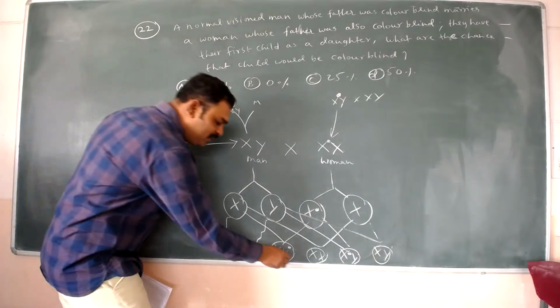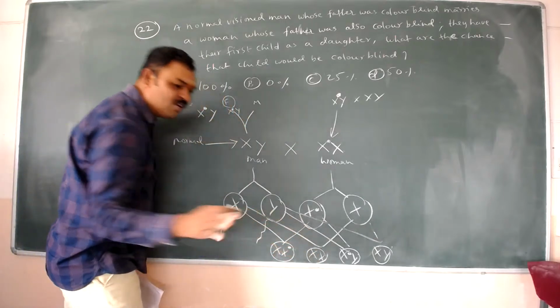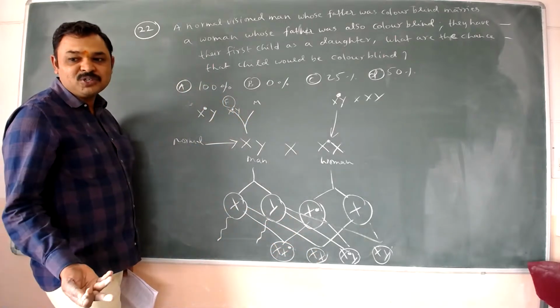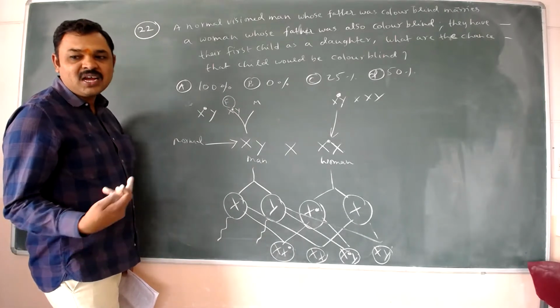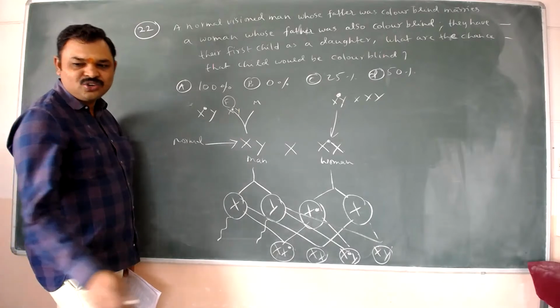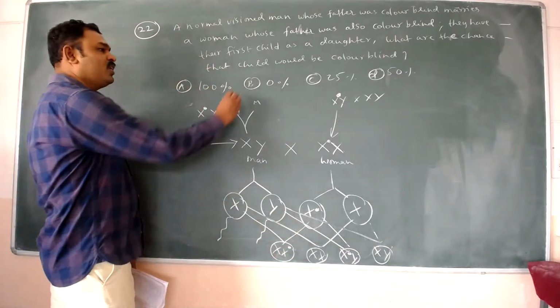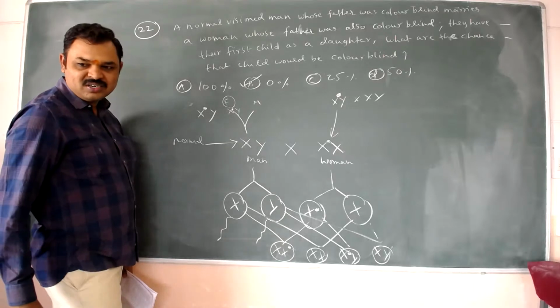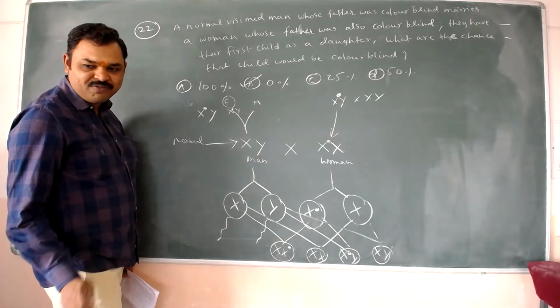They asked about daughters, meaning out of these two daughters here, no one is affected. So what is the percentage of color blindness in daughters here? 0%. No daughter is affected. So the answer here is 0%. Out of 4, no one is affected here.